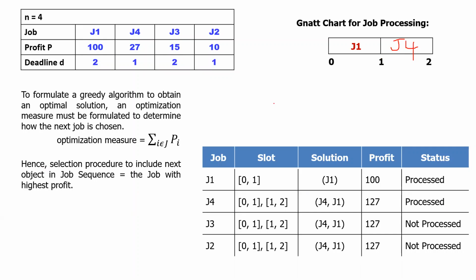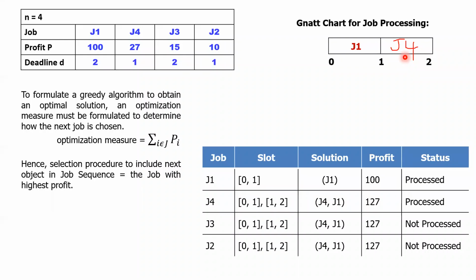No, it's not possible because the deadline for J4 is 1. You can see the deadline for J4, which is 1. So it has to be finished before the first time unit. So if I'm completing it in the second time unit, that means I'm not satisfying the constraint. The constraint is J4 must be finished within the first time unit. So if I am not satisfying the constraint, then J1 comma J4 is not a feasible solution.